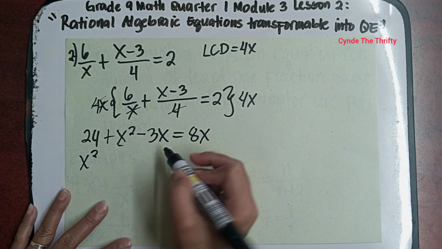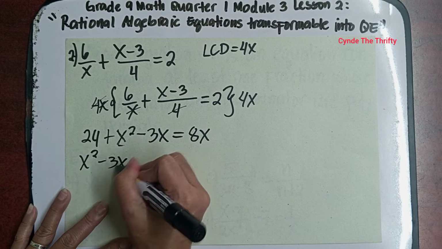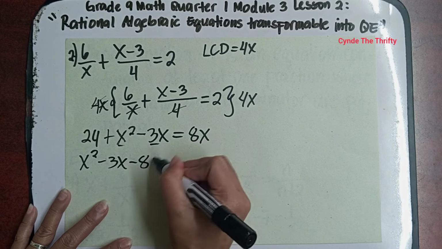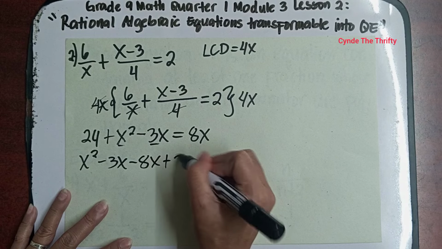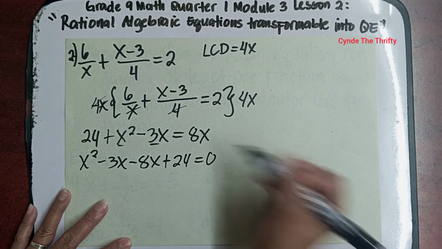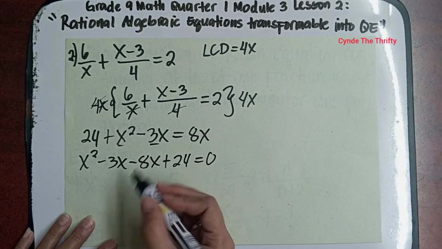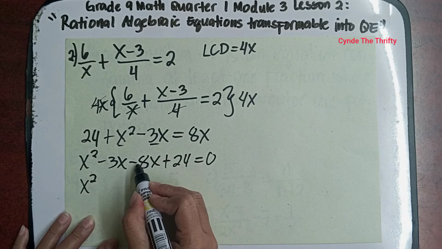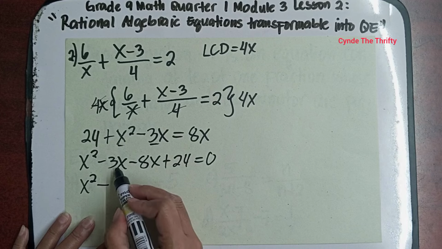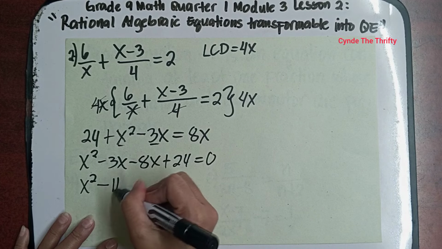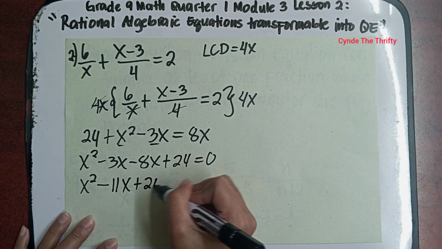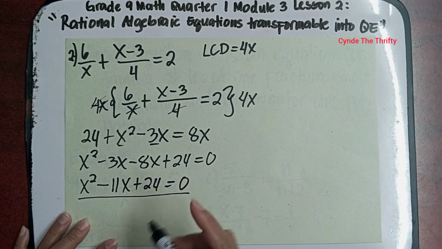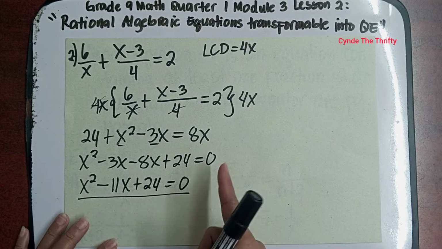And then next is a linear term. So, minus 3x. And then si 8x, ilipat natin sa kabila. So, magiging negative 8x. Plus 24 is equal to 0. Okay, so i-evaluate lang natin siya, combine like terms. So x squared, negative and negative, add, copy the common sign. 3x plus 8x is equal to 11x plus 24 is equal to 0. Okay, so ito na yung standard form natin, quadratic equation in a standard form.